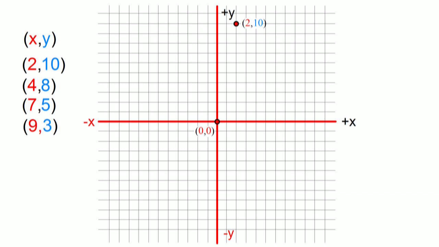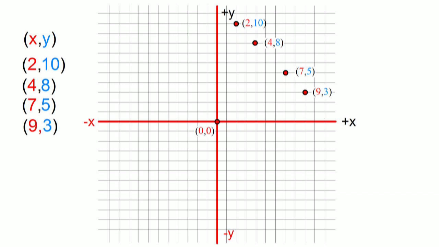For the second point, x4, y8, I first move 4 units from the 0, 0 point to the right on the x-axis. Then from there I move 8 units up in the y direction to get to the location x4, y8. For the next point, I move 7 units over in the positive x direction on the x-axis. Then from there I move 5 units up in the positive y direction to get to the point x7, y5. Now for the last point, I move 9 units over in the positive x direction, then 3 units up in the positive y direction from there to x9, y3.